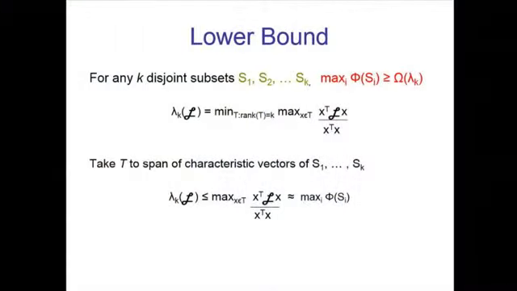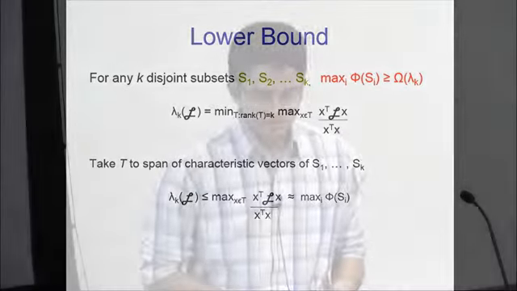Okay, so first let's do the lower bound. The lower bound is the easy part. So suppose you let S1 to Sk be some k disjoint subsets. And again, we know that lambda_k is obtained by minimizing over rank k subspaces, and within that subspace, maximizing x transpose Lx divided by x transpose x. So what is the subspace that you're going to plug in over here?